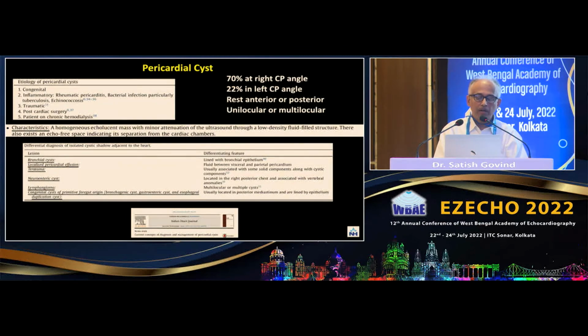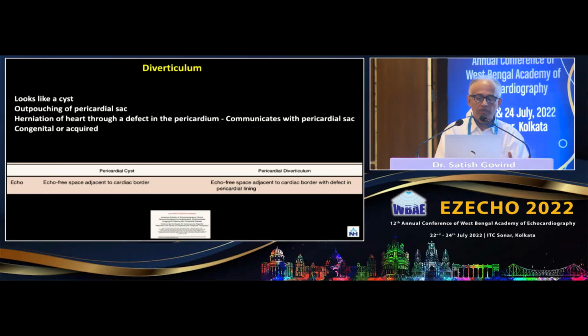And the pericardial cyst is another type of mass. Again, various etiologies are there: congenital, inflammatory, traumatic, and post-cardiac surgery. And where do you see it most often? On the right side, the right CP angle, and then the left CP angle, and then it can be seen elsewhere also. It can be unilocular, multilocular, and the way of characterization is an echo-free, fluid-filled space with a clear distinction from the cardiac chambers. And you have these differential diagnoses. Various other entities can cause confusion, such as bronchogenic cysts, and even the pleural cyst can sort of cause confusion here.